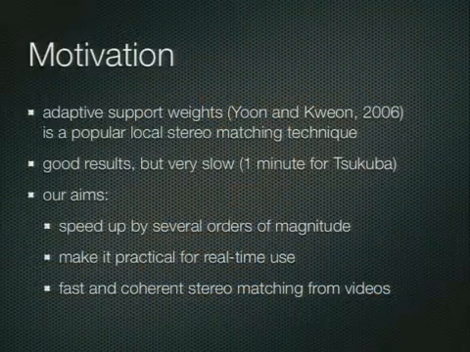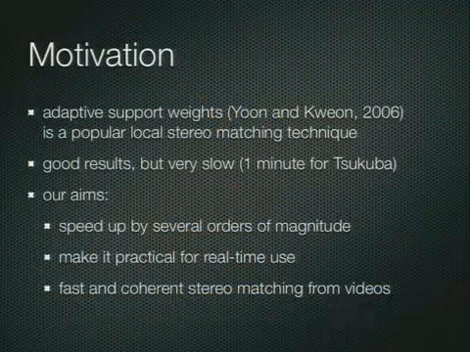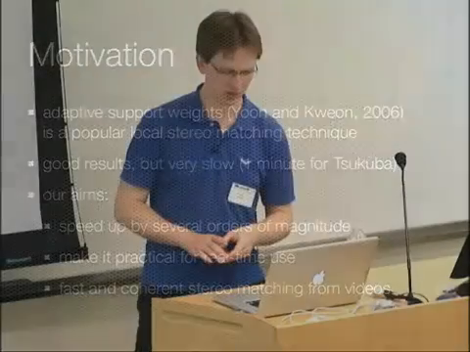So starting with the first part of the work, our work was motivated by adaptive support weights, which is a very popular local stereo matching technique that produces good results, but it's also very slow. It takes about 1 minute for the Tsukuba stereo image. And our aim was to speed this up by several orders of magnitude, to make it practical for real-time use, and hence make it fast enough so that coherent stereo matching from videos could be looked into.